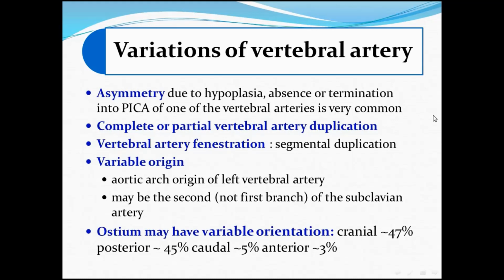Fenestration, which is a segmental duplication, is another variation. There is a variable origin of the vertebral arteries. Normally, they originate from the first part of the subclavian artery, but in some cases, it's originating from either the aortic arch or it could be the second, not the first branch of the subclavian artery. Another variation is the variation of the ostium, which is the opening of the vertebral artery.